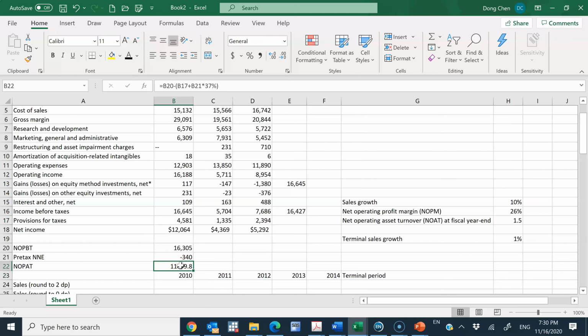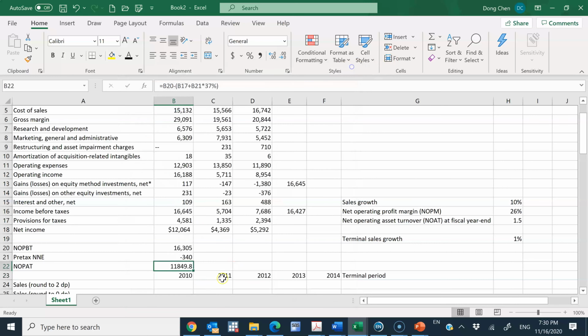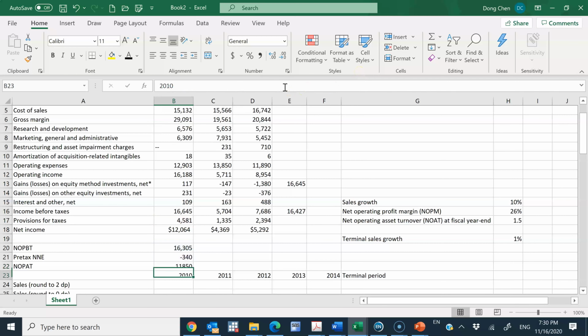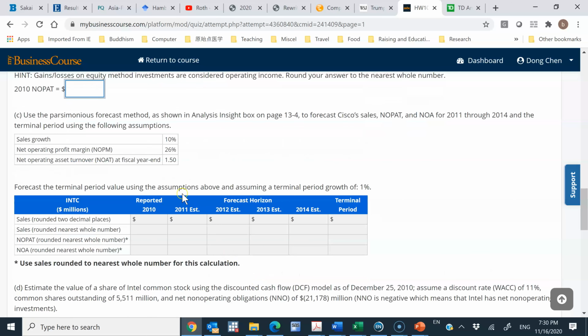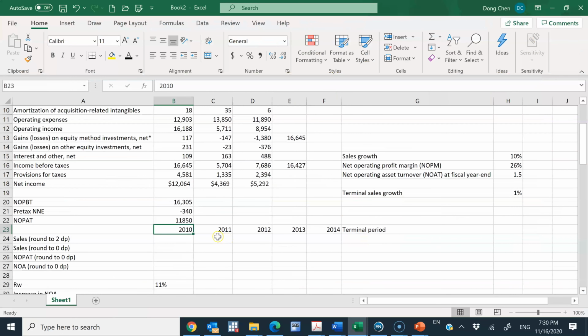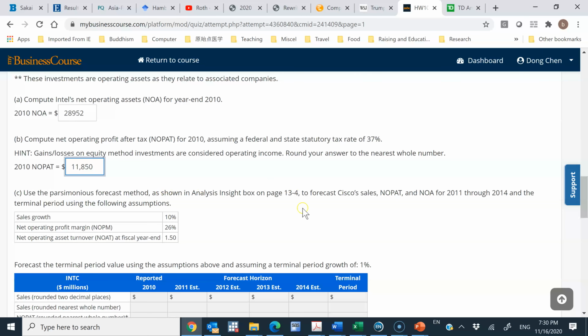So now we should also follow the rounding requirement. I guess it's better to simply use the round function. It's not just better, we need to use this, because if you look at the setup, it says that we need to use your rounded answers for subsequent calculations. Which means that we should use the round function throughout this problem. So for NOPAT, we can copy the number back now. This is basically the answer.